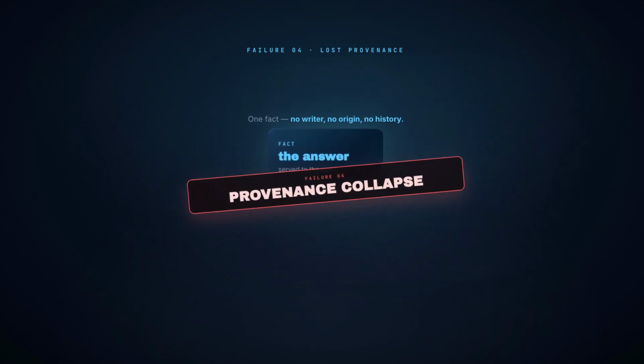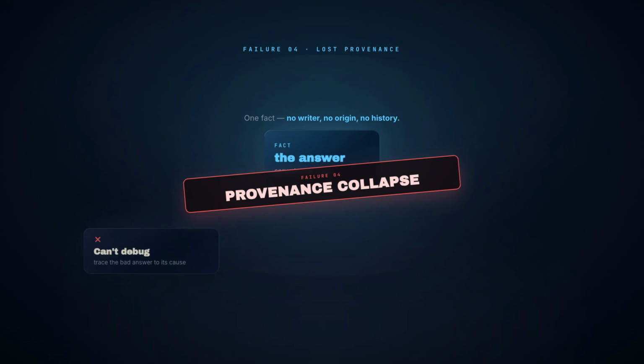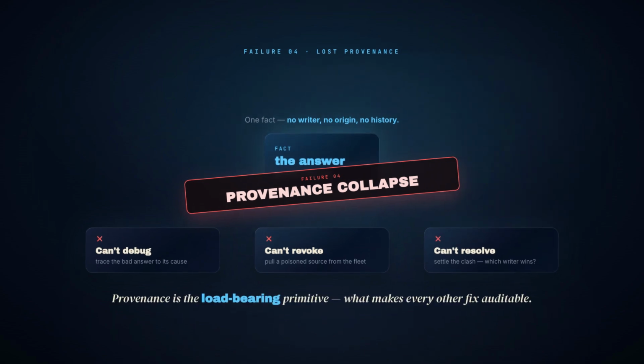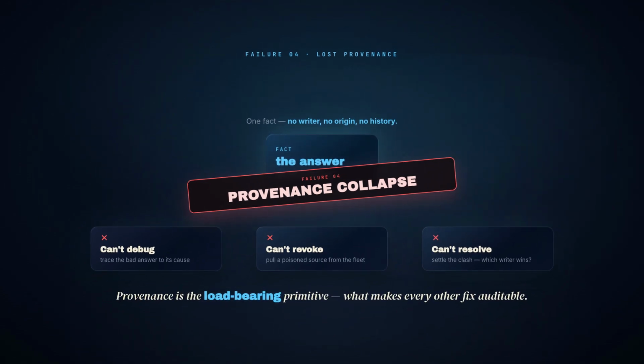That's provenance collapse. And here's why it's load-bearing. Without provenance, I couldn't debug the bad answer. I couldn't revoke the poisoned source. And I couldn't even resolve that contradiction from a second ago, because I didn't know which writer to trust.